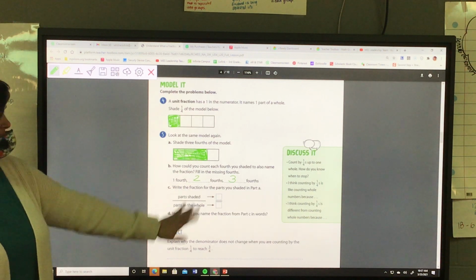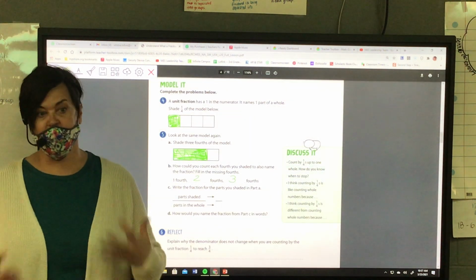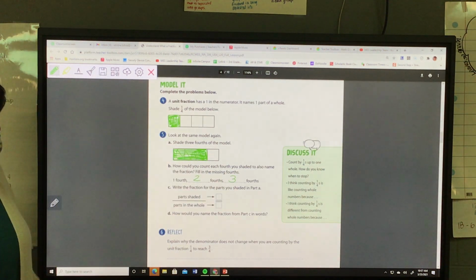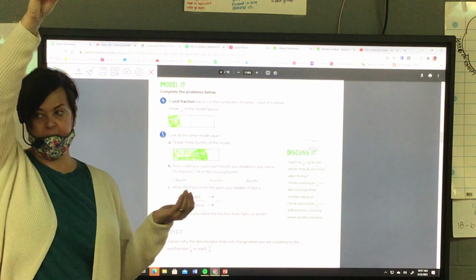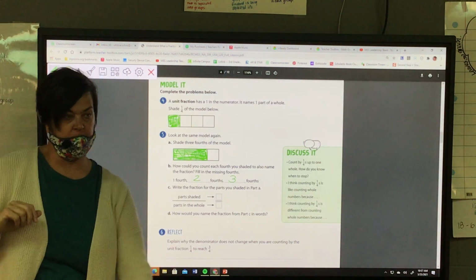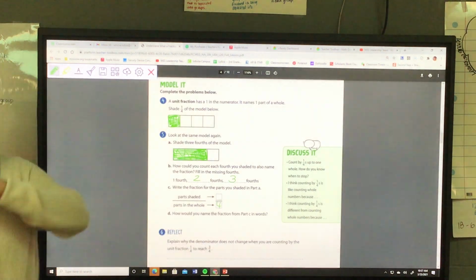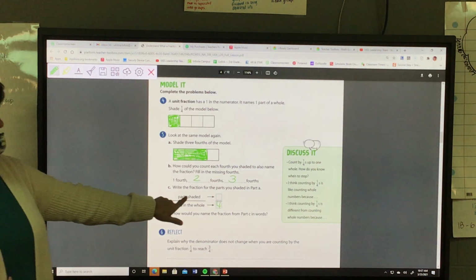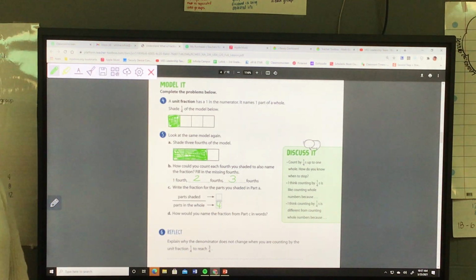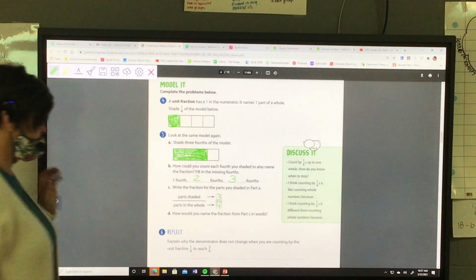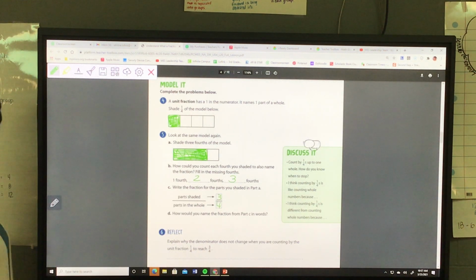So now, for part C, we're going to write the fraction of what we shaded. How many parts are in the whole thing? 4. Is that our numerator, the top number, or our denominator, the bottom number? Denominator. Okay, so 4 is our denominator, the parts in the whole thing. How many parts did we shade? 3. So that now is our numerator. Okay, did everybody get that?